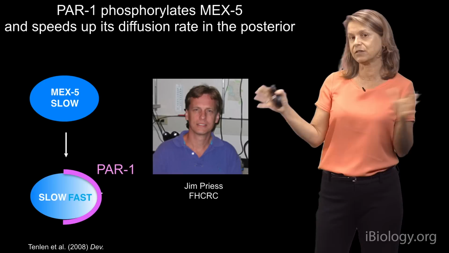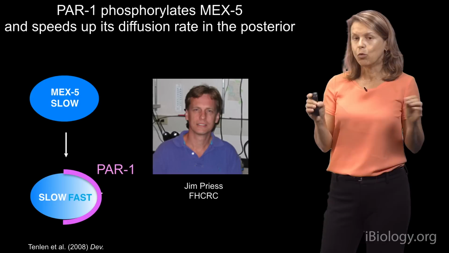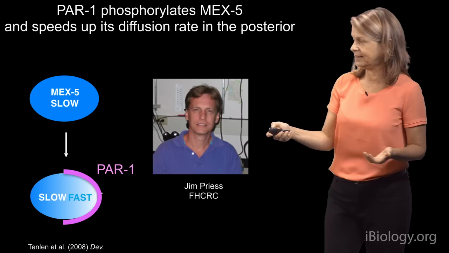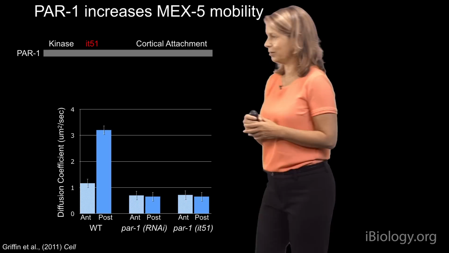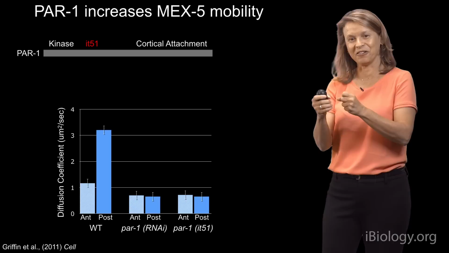So we wondered, what exactly is PAR1 doing to MEX5 diffusion in the embryo? Here's an experiment where Eric measured the diffusion rate of MEX5 in both the anterior and the posterior cytoplasm. In wild type, you get two different values because it's slower in the anterior and faster in the posterior. And then what happens if you get rid of PAR1?